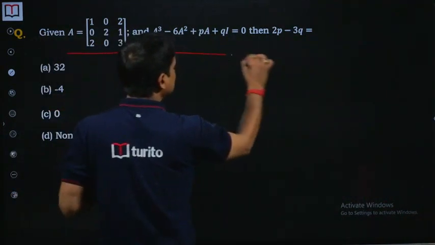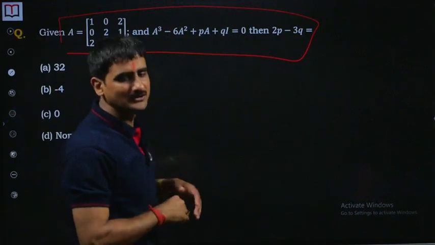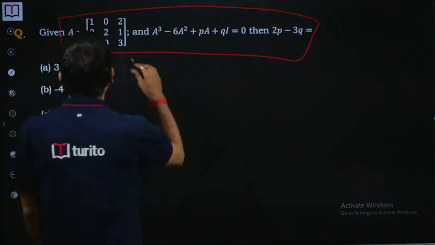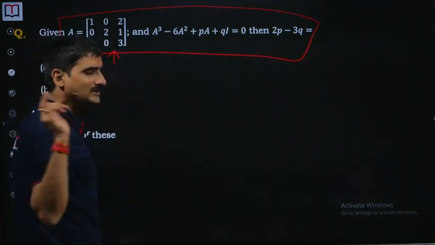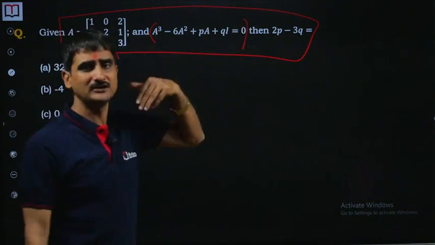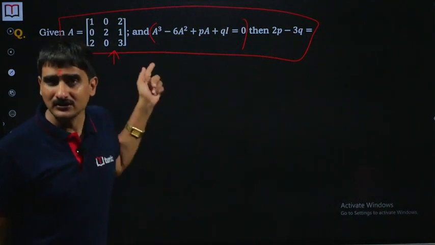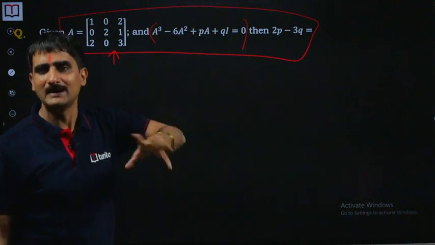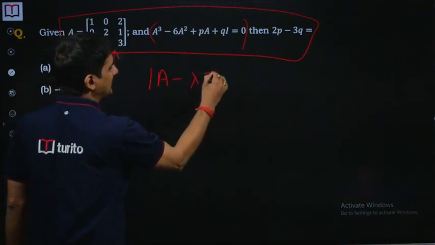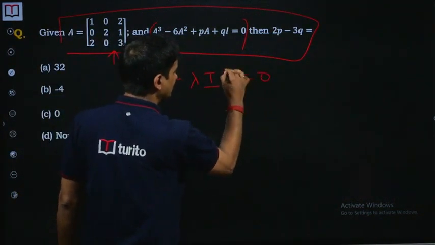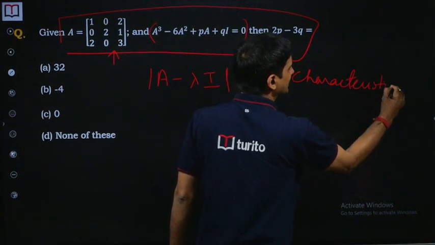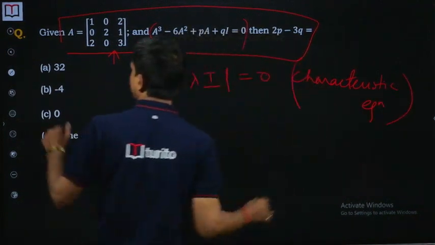Now this is one more question which I framed to discuss with you the importance of the characteristic equation and Cayley-Hamilton theorem. See, that's the matrix here. So if you are given any matrix and the order of the matrix and the polynomial relation related to that matrix, if the order of the matrix and the degree of polynomial match, then the first step should be you will start with determinant of A minus lambda I equal to 0. We call it the characteristic equation of a square matrix.